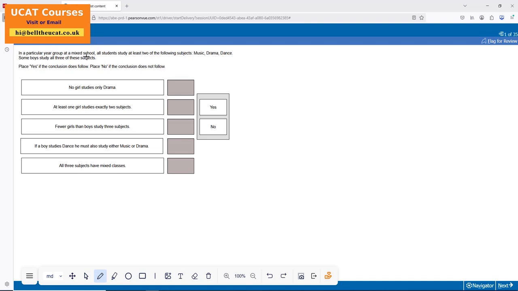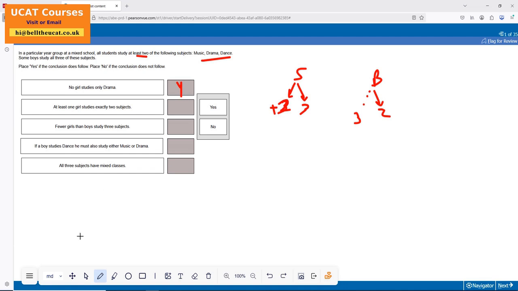In a particular mixed school, boys and girls, all students have at least 2, have 3 or at least 2. Some boys have 3. So they've got a minimum of at least 2, so 2 or 3 is what we're looking at. I've got the different music, drama, and dance. Some boys do 3. That means most of the boys do 2. No other option, no 1. No girl studies only drama. Yes, we agree. Yes is an answer.